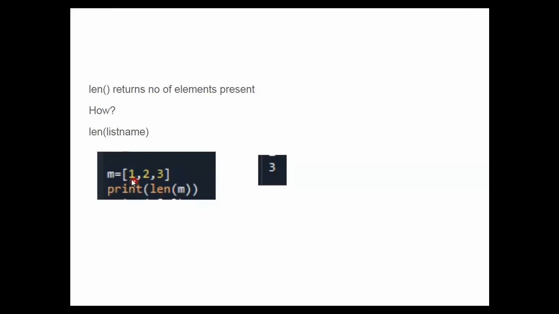So in order to find the length of the list, we are going to use the len function, which can be useful for accessing the integer elements of the list. So here, if m is equal to [1, 2, 3], which is a list containing elements 1, 2, 3, what is the total length of the list? How many elements are present here? 3 elements are present here.